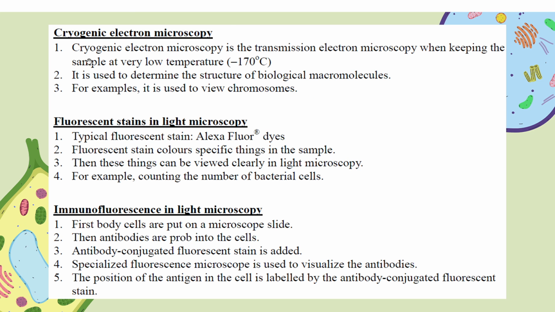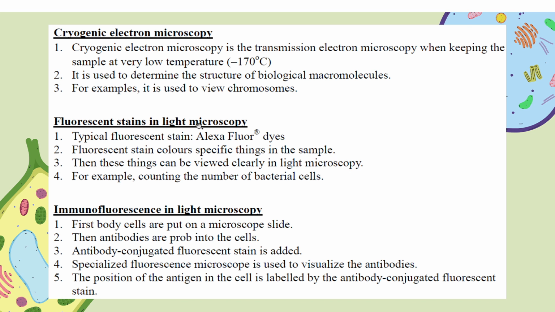Next one, cryogenic electron microscopy. This is to freeze the sample to a very low temperature, negative 170 degrees Celsius, so make sure everything is not moving, so you can see the structure very clearly. So remember this one, cryogenic, very low temperature.